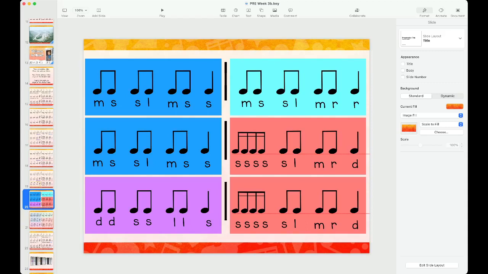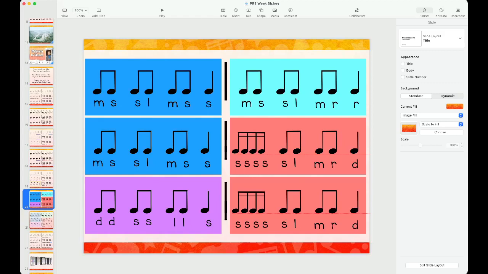So measures one and three, because they're exactly the same, are a dark blue. Measure two, because it's sort of like measure one, just a variant, instead of a dark blue, it's a light blue. And then measures four and six, so, so, so, so, so, la, mi, re, because they're exactly the same, are both red. And then the outlier, the weird one, measure five, is purple.